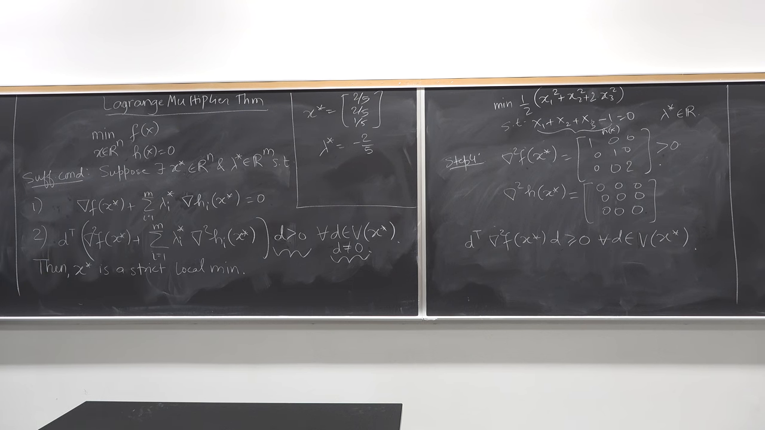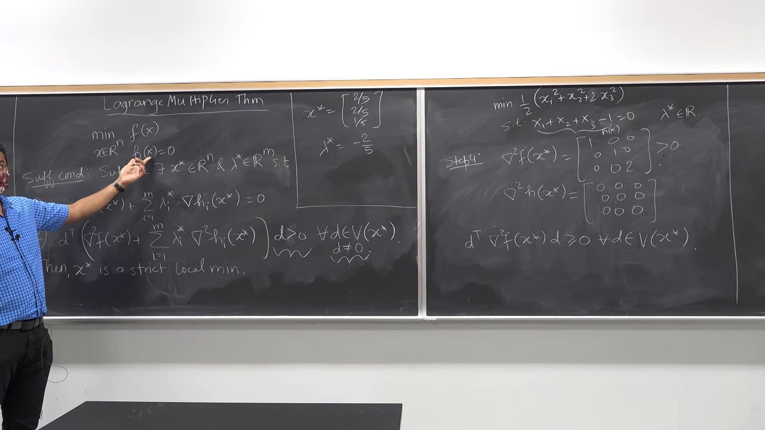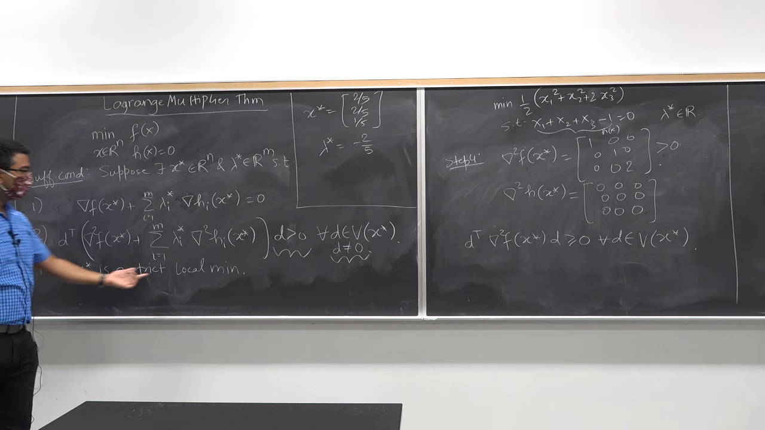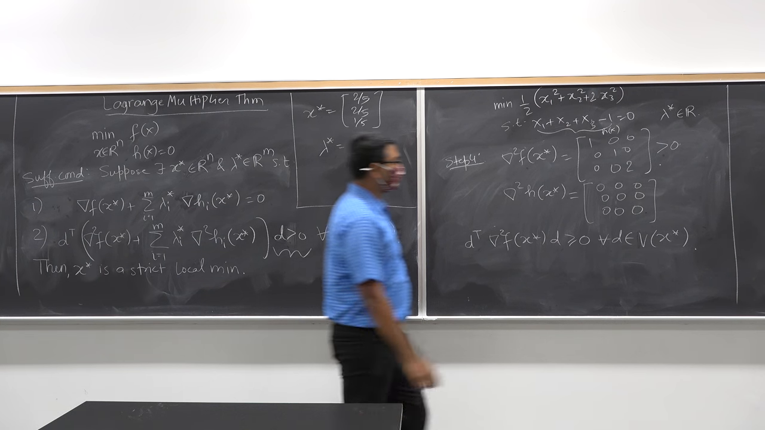Strict local minimum, which means that if you move away from x star, your cost is going to increase. But you can't move in any direction. You can only move along the direction where h of x is equal to zero. So you are at the surface, you're standing at x star, and you move away from x star and continue to stay on the surface, your x star would be a strict local minimum. So your function value is going to increase along all the directions that are feasible.